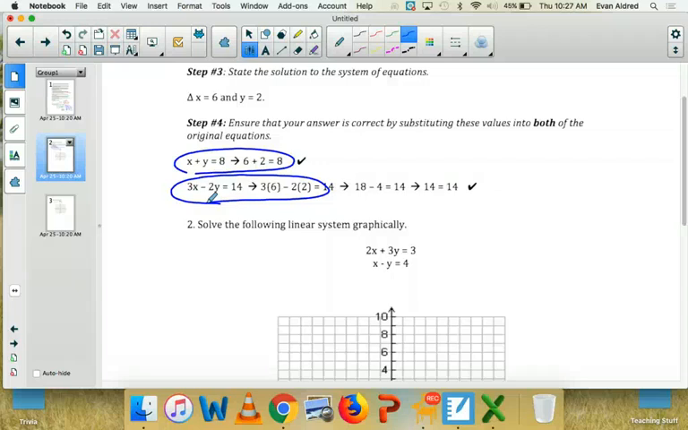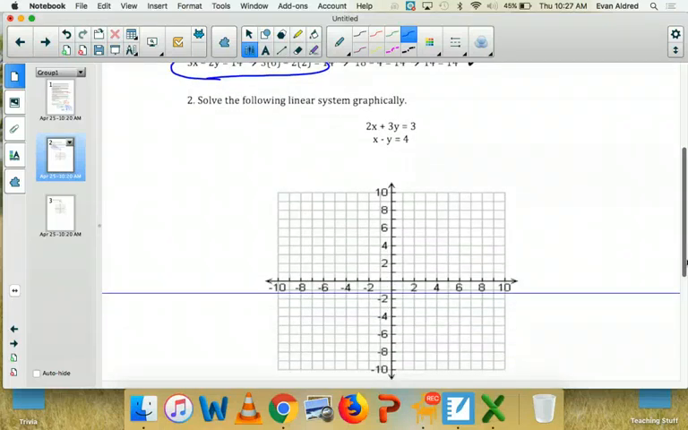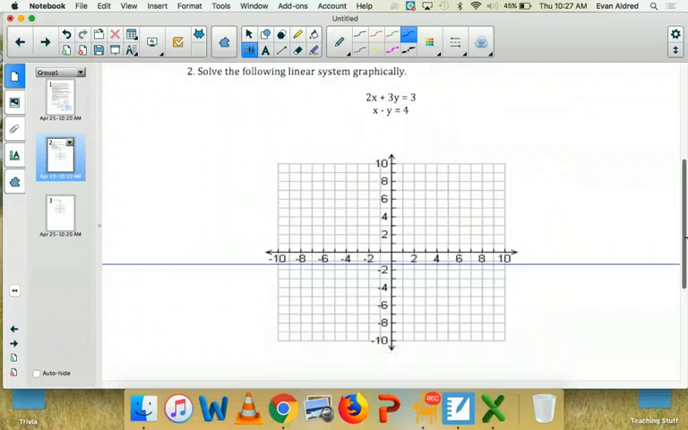And just an important reminder here, make sure you check it with both equations. So you may get a point of intersection, and it may work with one of the equations that you're given, but it may not work with the other. So the only way to ensure total accuracy is to make sure that you check your answer with both equations that were given.